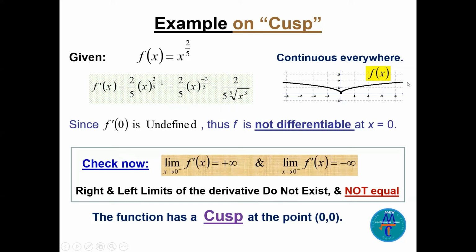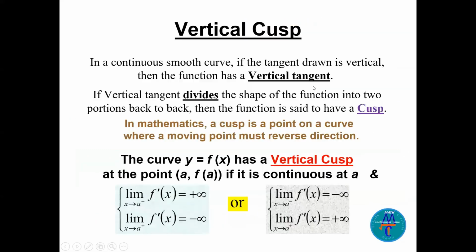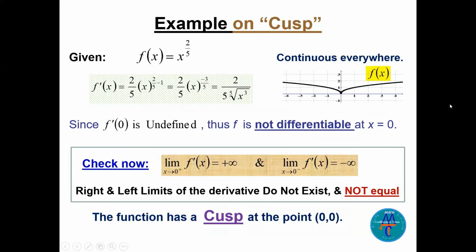You see, now if you are moving here, you see this direction? If you continue, that means not a cusp, it's a vertical tangent. If you continue, then you reverse. See, the point is moving here, then you must reverse. You see this one here? They will reverse direction. So we call it a vertical cusp.